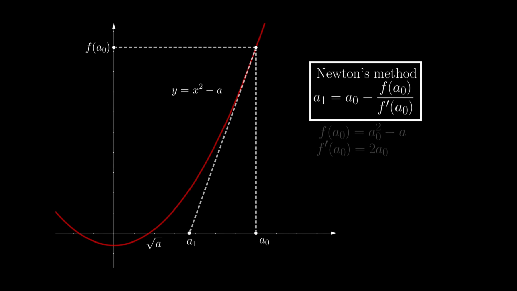Since f of a0 and f prime of a0 can be readily calculated, we substitute it back to the Newton's method formula. With a bit of algebra, we can see that it is exactly the same iteration we have seen before.